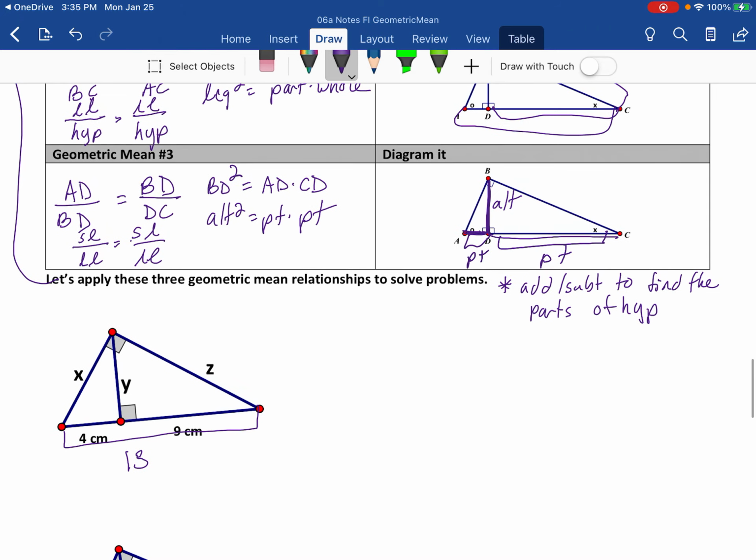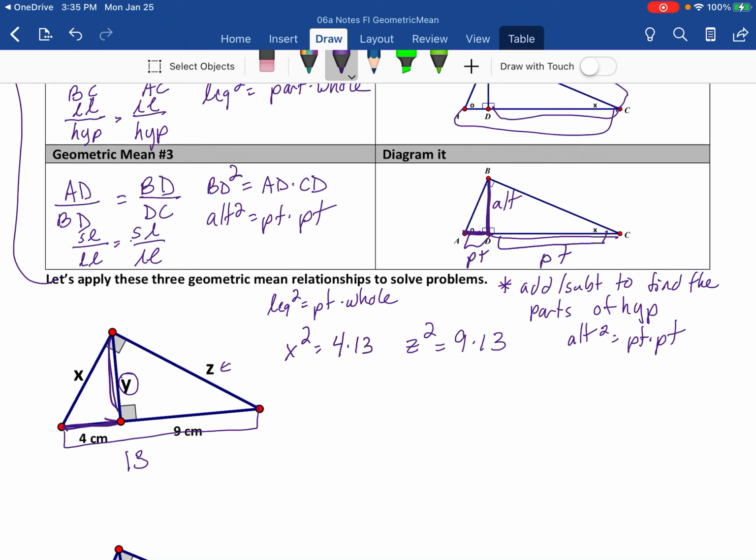So I look at my relationships. I know we have leg squared is equal to part times whole. So I know x squared is equal to 4 times 13. I can also use that for z squared. My leg squared is equal to part of my hypotenuse times my whole hypotenuse. That's lovely because I can already simplify those. And then my last relationship is, of course, my altitude, y squared, is equal to part times part.